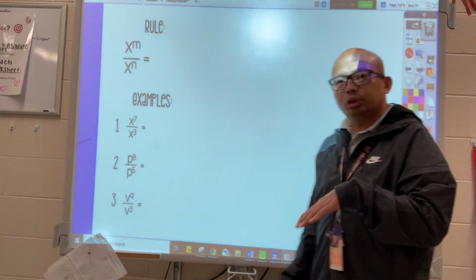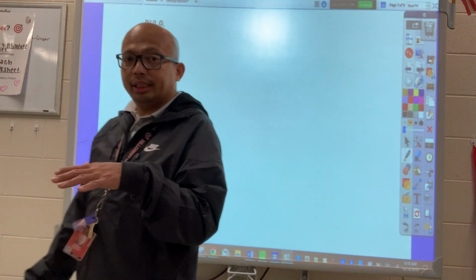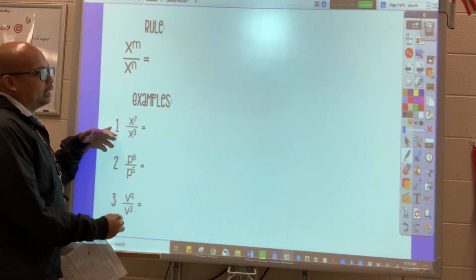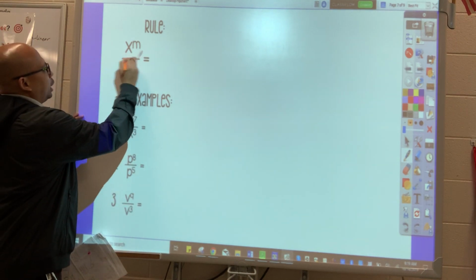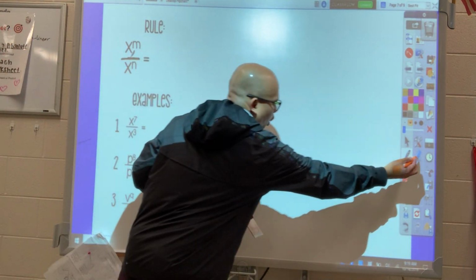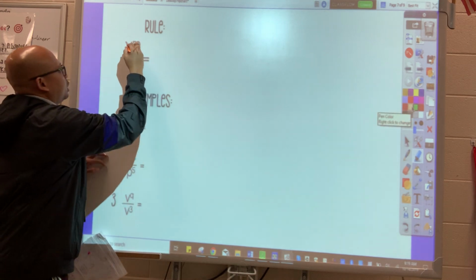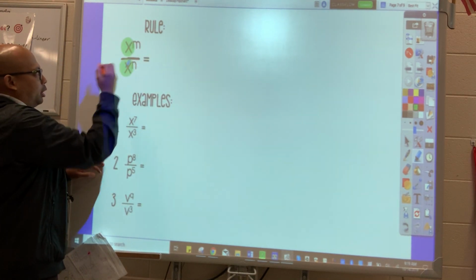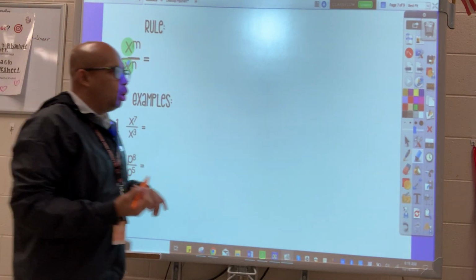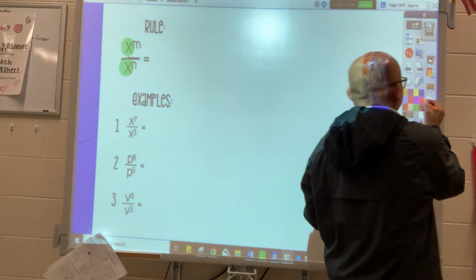Next rule is the quotient rule. Quotient rule for dividing. When you're dividing, make sure that the bases are the same. What is the base here? The base here is x, the base here is x also. You can only apply the quotient rule if they have the same base.